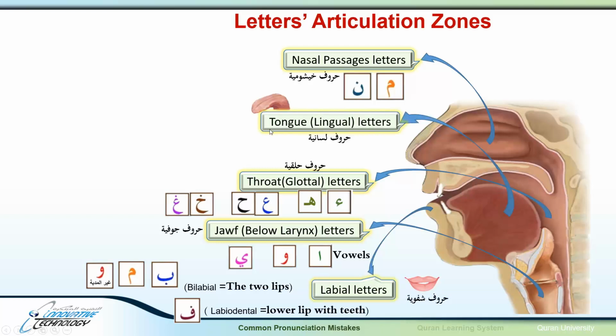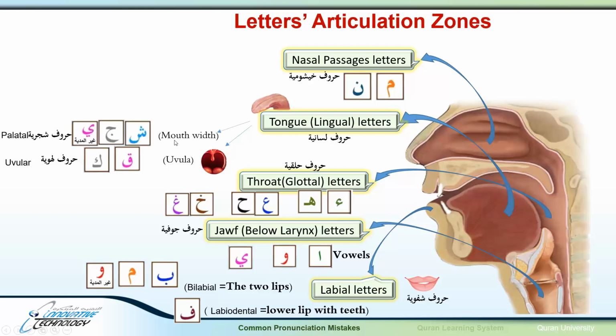And then we have the tongue or the lingual letters, al-huruf al-lisaniyya, which is further subdivided into several categories. The first one is related to the uvula, and basically we call it the uvular letters. Another category of letters is the group related to the wide area of the mouth, and we call it the palatal letters. These are the ones. And then we have a unique letter for the Arabic language, which is harf al-Dhad. Then we have a group of letters that articulates at the tip of the tongue, and these are the ones we call al-huruf al-dhalqiyya.